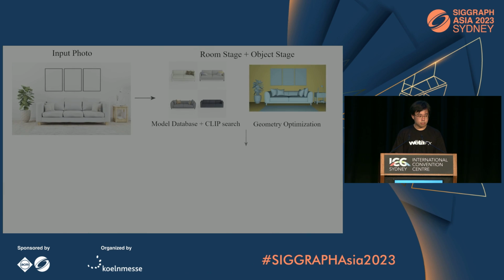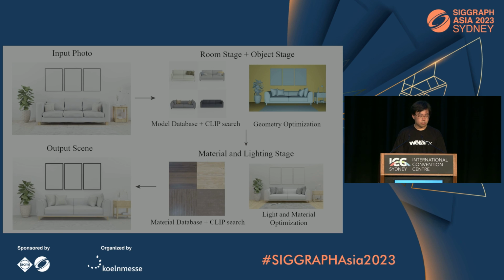Our pipeline used learning priors to generate a coarse scene. Then we use differentiable rendering to refine the scene.